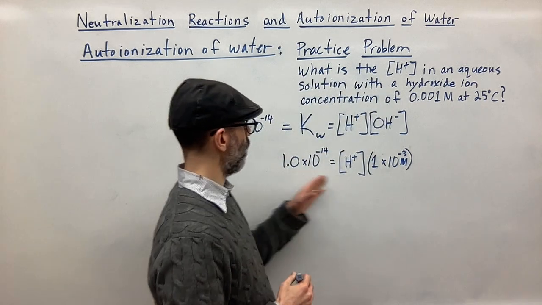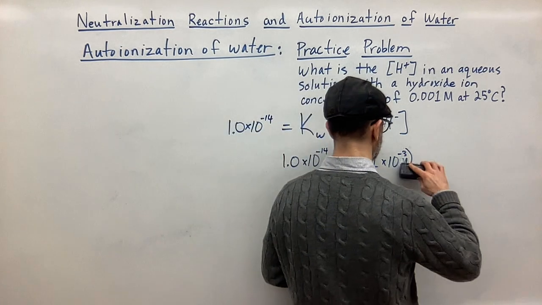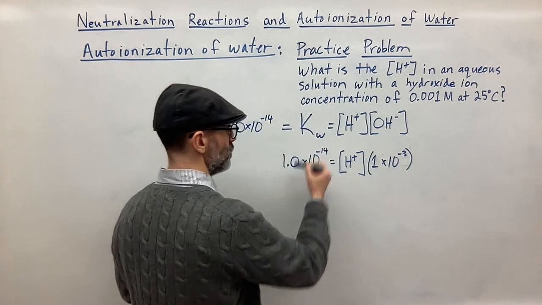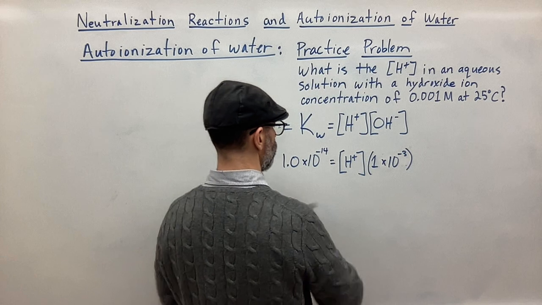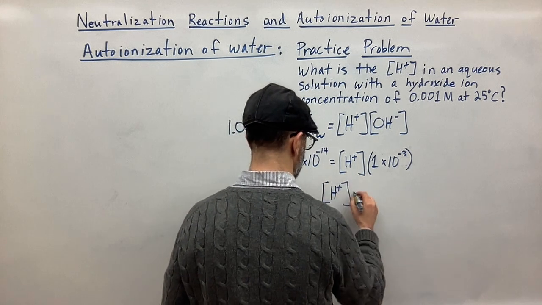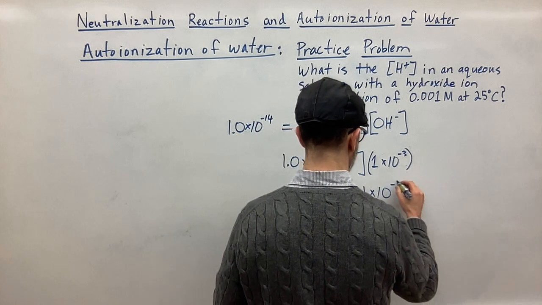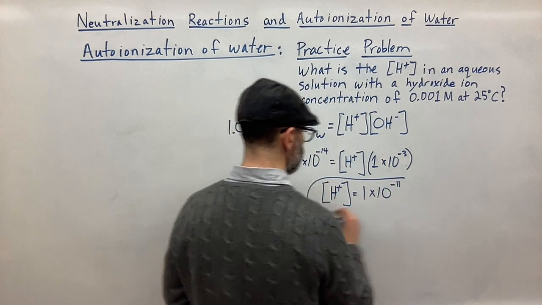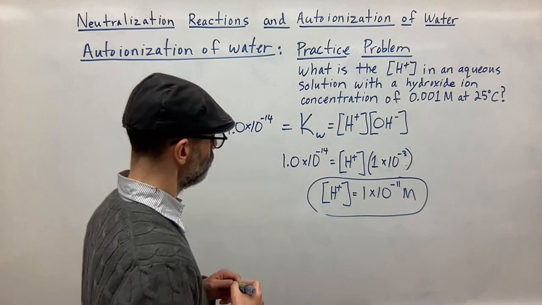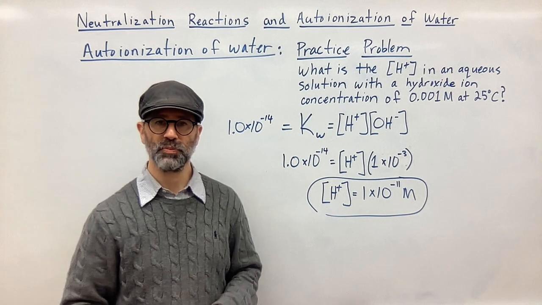So now all we need to do is just divide. And when we divide, we get an H plus concentration that is equal to 1 times 10 to the negative 11 molar. And that's how you solve using your Kw.